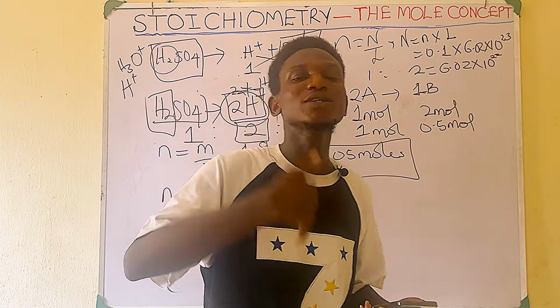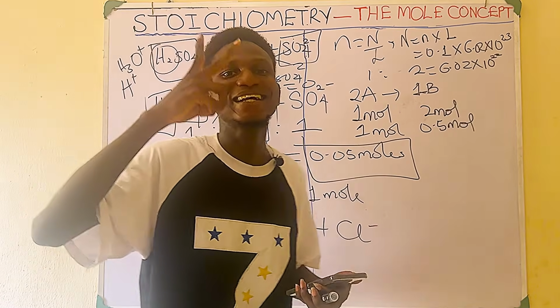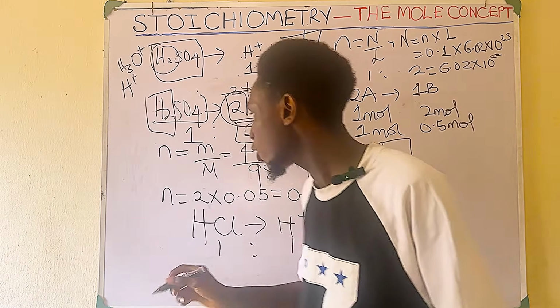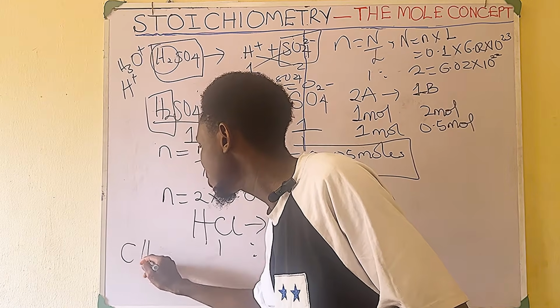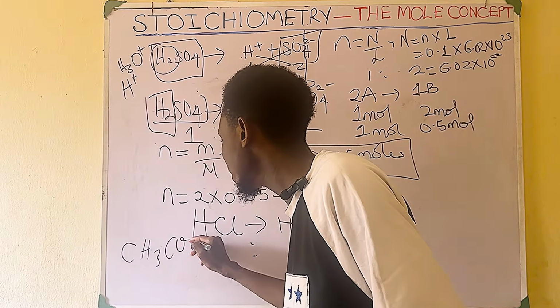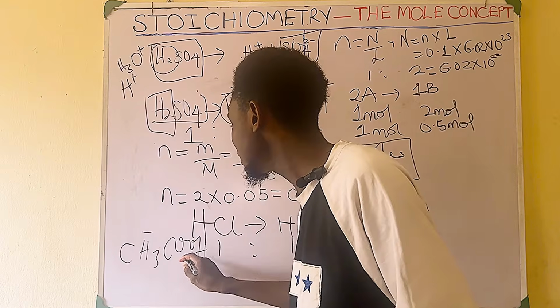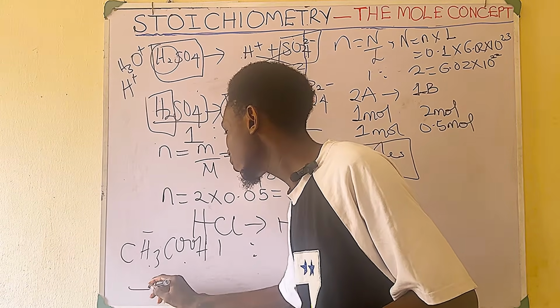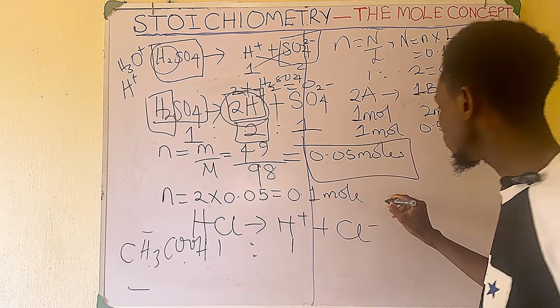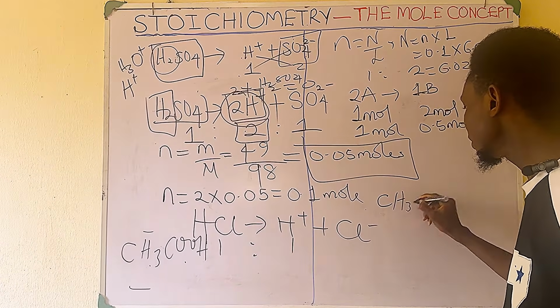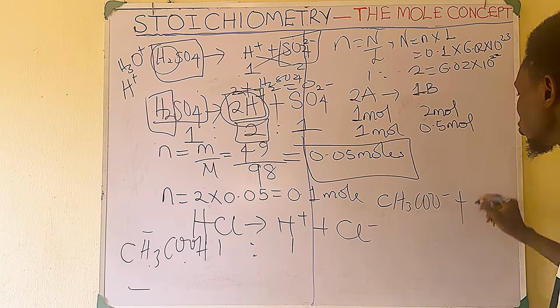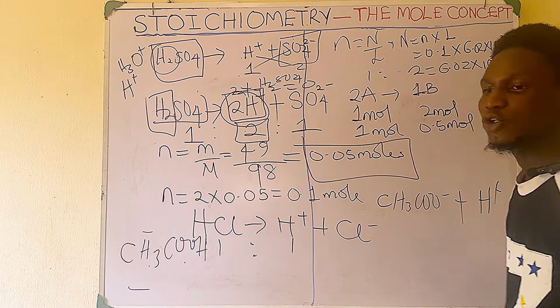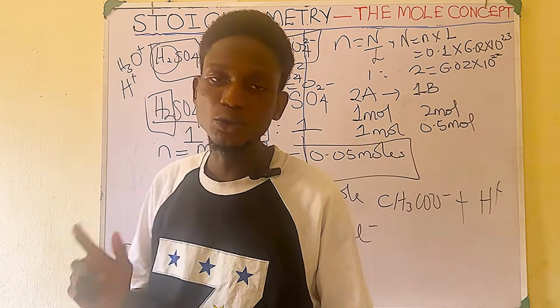Then we have other ones like H3PO4. They give you 3 hydrogen ions. Then we have a complicated one that is CH3COOH. Although it has 4 hydrogen atoms, it's still monobasic. If they give a reaction like that, it's going to give you CH3COO minus plus H plus. So it's actually monobasic. Please take note of this.